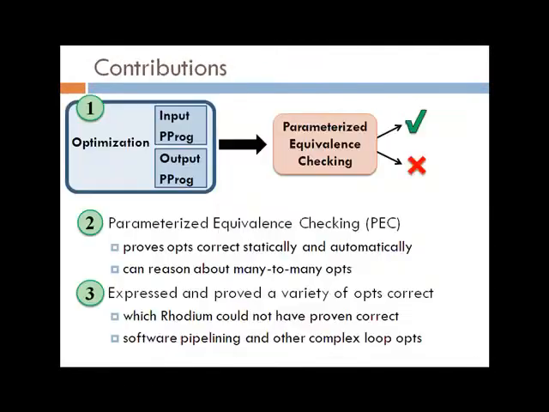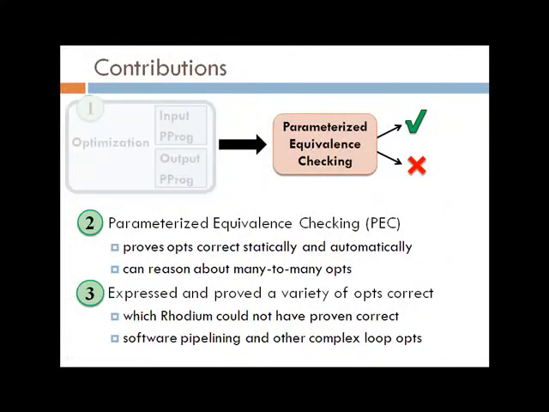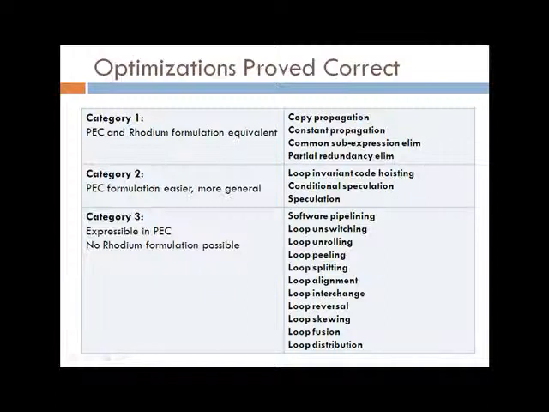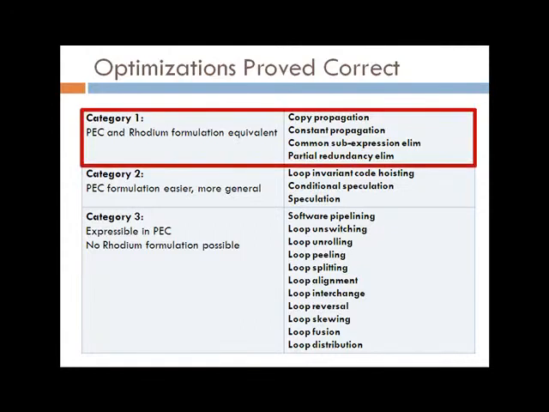Alright, so far we've seen how to express and apply optimizations in our system, and how PEC is able to check these optimizations for correctness. Now I'll wrap up by showing you the optimizations we implemented and checked for correctness in a comparison with the Rhodium system. To facilitate this comparison with Rhodium, I've split the optimizations into three categories. The first category covers optimizations where the PEC and Rhodium formulations are equivalent. These include simple optimizations that transform one statement at a time, like copy propagation or common subexpression elimination.